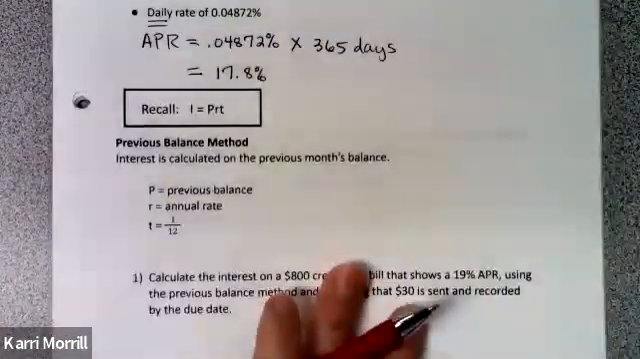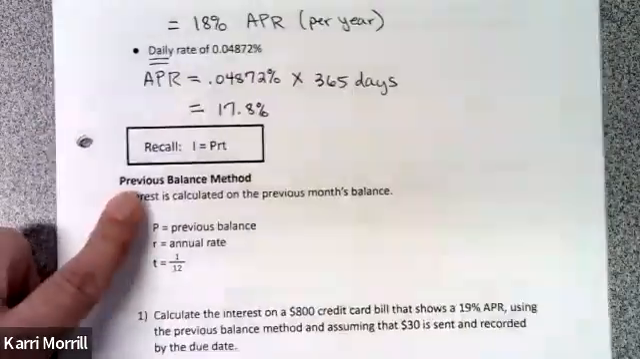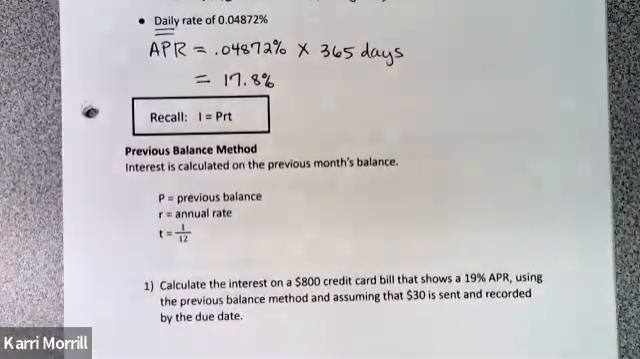First two, I think you'll get pretty good. So when we're talking about the previous balance method, interest is calculated on the previous month's balance. So if they tell you a payment's made, we don't care about it.